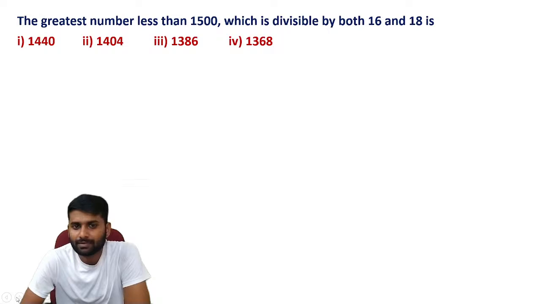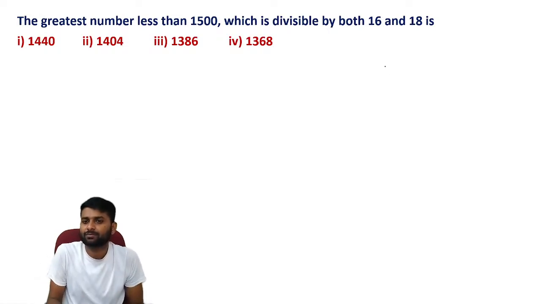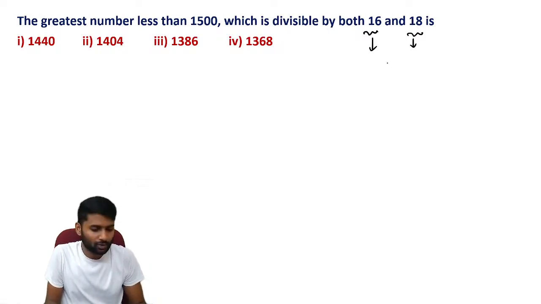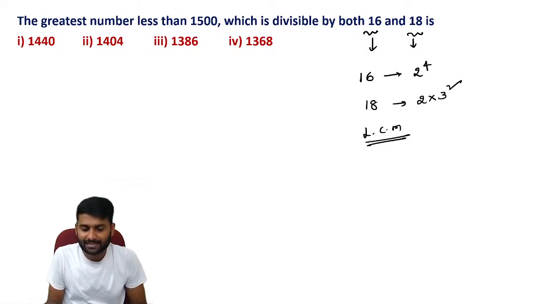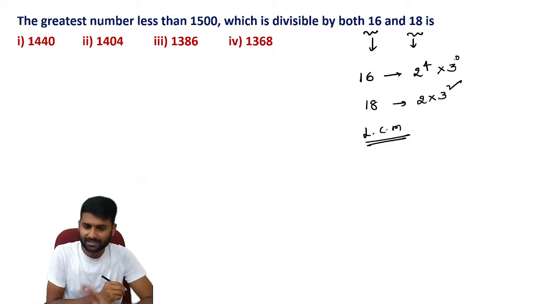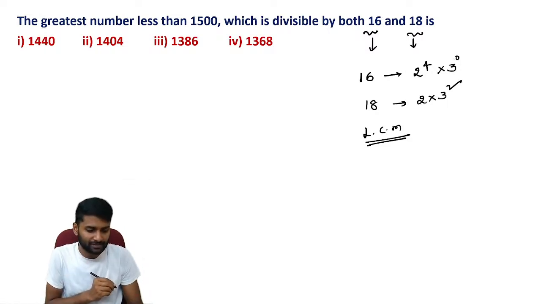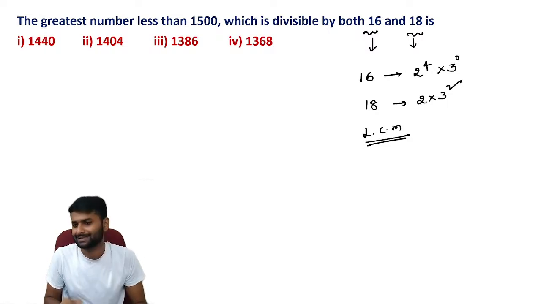Now, the greatest number less than 1500 which is divisible by both 16 and 18. Just identify the common multiple of 16 and 18. You can write 16 as 2 power 4, and 18 you can take as 2 into 3 square. Go through the LCM concept in prime factorization. For any LCM, if a base is common, then consider the highest power. We don't have any 3 in 16, so can I consider it as 3 power 0? Why? Because 3 power 0 is 1. If 1 is multiplied with 2 power 4, the result is 16 itself.